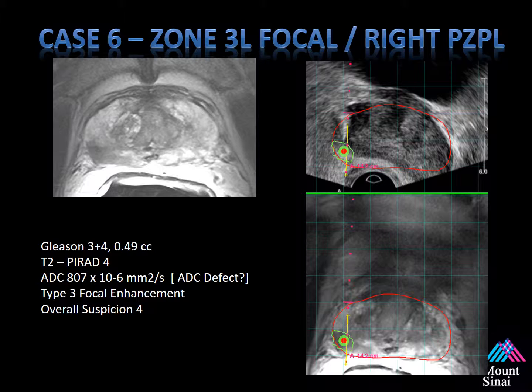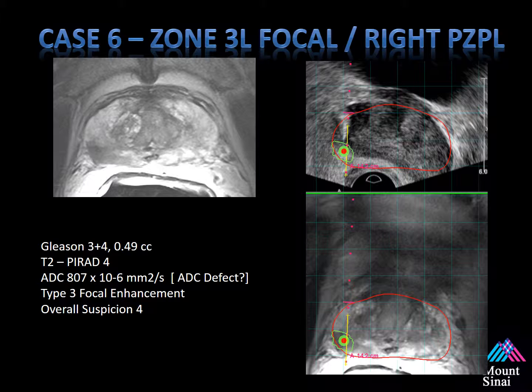In summary, the patient was found to have a Gleason 3+4, almost a 0.5 cc lesion located in that right peripheral zone lateral. His ADC was restricted, and we talked about why there was an abnormality in the defect due to his hip replacement. He had type 3 focal enhancement. He had an overall suspicion on our scoring system of 4 out of 5.